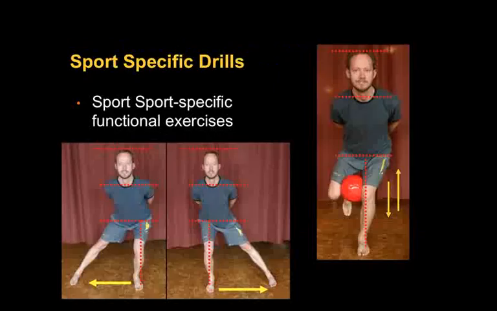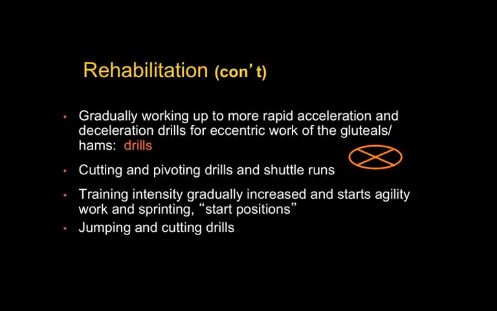In this particular case, this would be a sport-specific drill for speed skating, and creating those, keeping these exercise principles in mind. Gradually working up to more rapid acceleration and deceleration drills for eccentric work of the gluteals and hams, and different drills for this. Running drills that I just mentioned, and that you could advance more. Cutting and pivoting drills and shuttle runs.